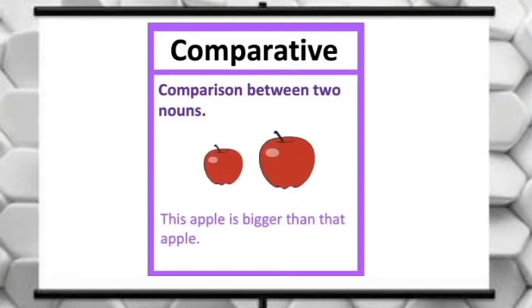For example, this apple is bigger than that apple. Notice that the adjective ends in er and is followed by than. Bigger than.